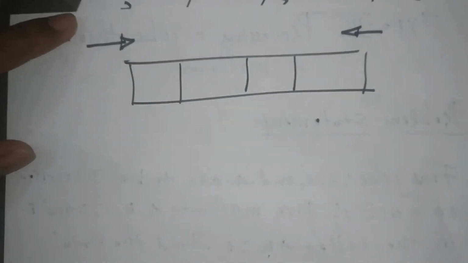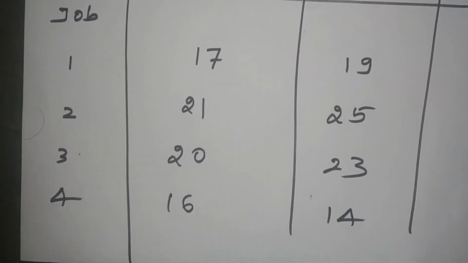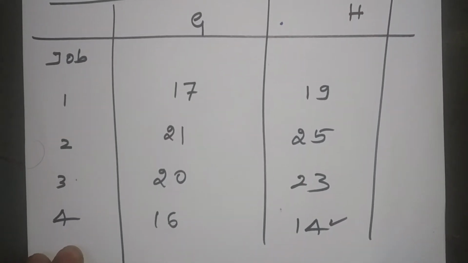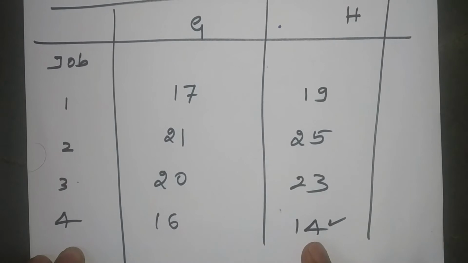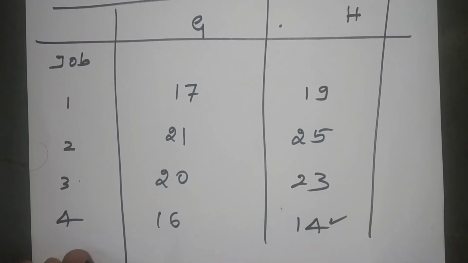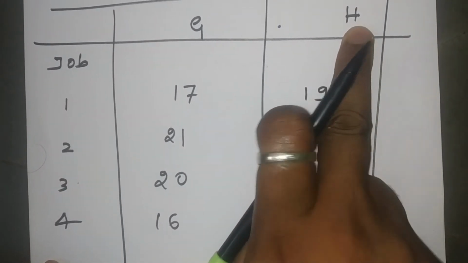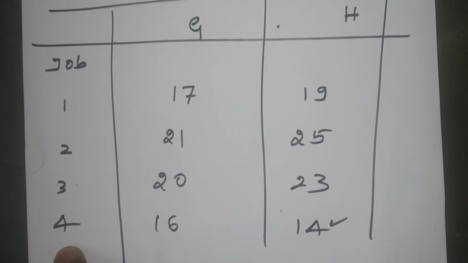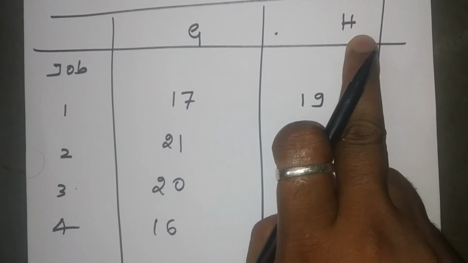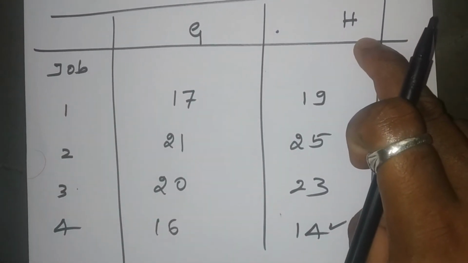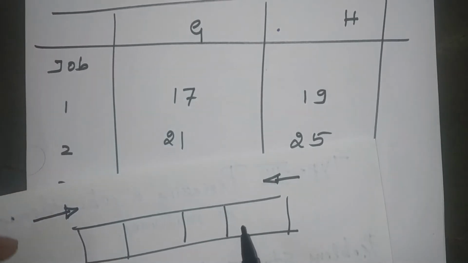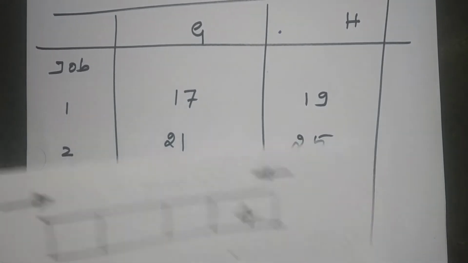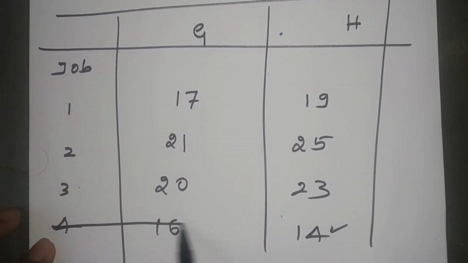Now let us find which is the minimum number in this table. The minimum number here is 14. This is the minimum time among these. So 14 is for which machine? That is for machine H. And it is for which job? That is for the 4th job. So I'll sequence this 4th job at last. Why? Because this minimum time is found on machine H. So my sequencing will begin from this end, and my sequenced job will be the 4th. Once you sequence this, you delete it from the table.